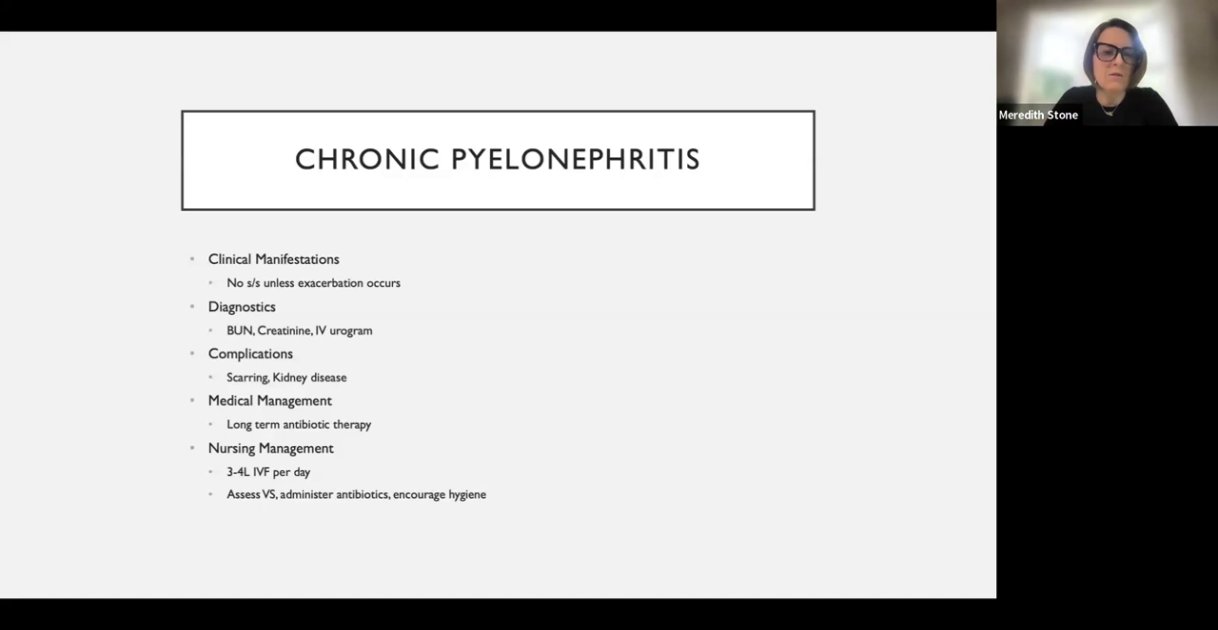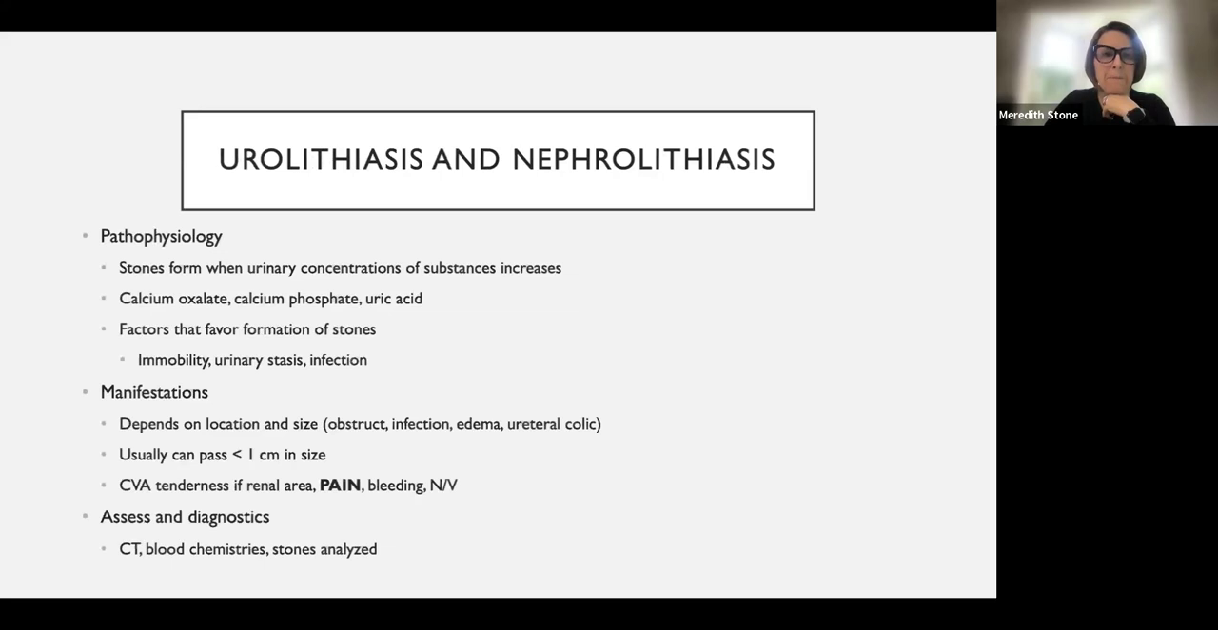Again, treatment is long-term antibiotics, and if they are hospitalized for this, then they would be on IV fluids, helping to flush that out. And all of the other self-care things, also hygiene, cleanliness, all those things to try to prevent exacerbations, are important to be teaching our patients.